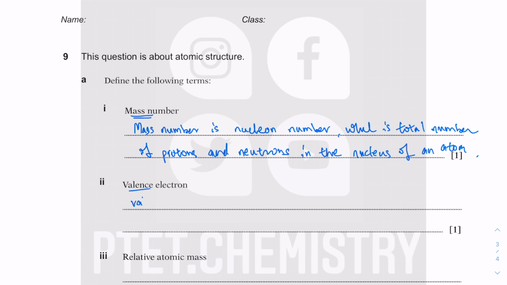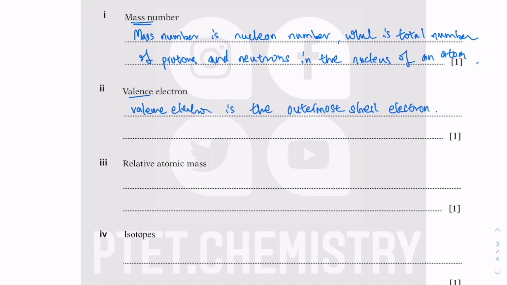Valence electrons refer to the outermost shell electrons. So the electrons that fill the outermost shell furthest away from the nucleus.